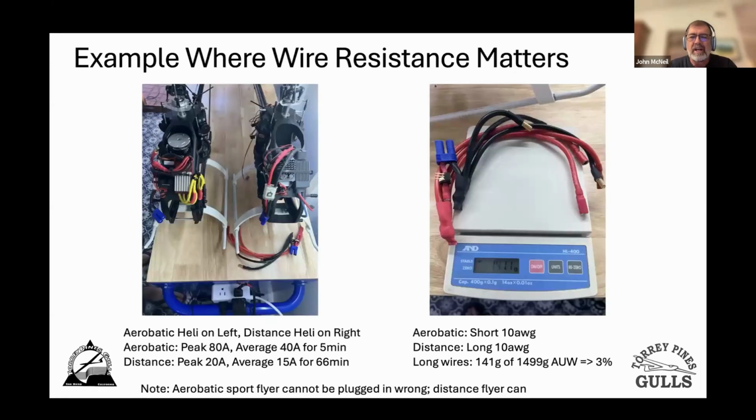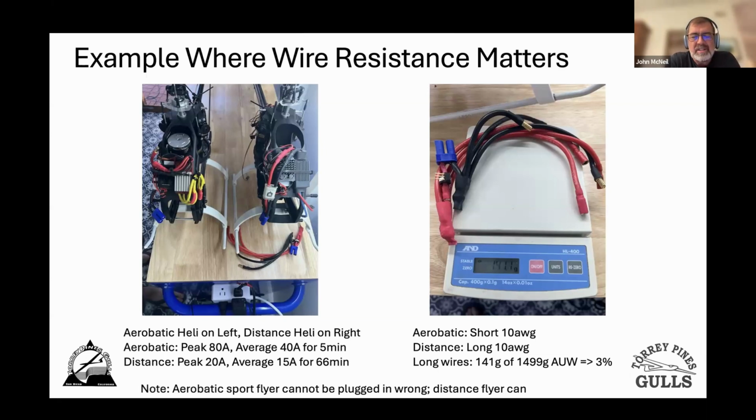So why would you care? Not in your hand launch, not in your F3J, probably not in your F5J. On the left is a sport aerobatic heli. It's a Mikado Logo 600 for those of you who care. It runs 12 cell. I routinely peak it at 80 amps. Average current over a 5-minute flight is 40 amps. I keep the wire runs really short, and they're 10 gauge.